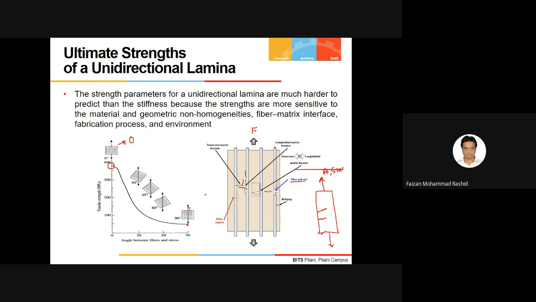So here what happens, when the loads are applied like this, the matrix will start failing here. Nothing is going to happen to the fiber, because fibers will not fail in this shear direction. The matrix will fail because the matrix is very bulky here, and it is going to fail like this. A crack will initiate from this matrix.